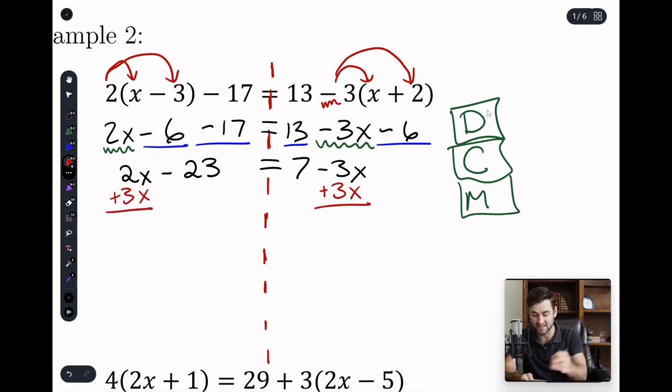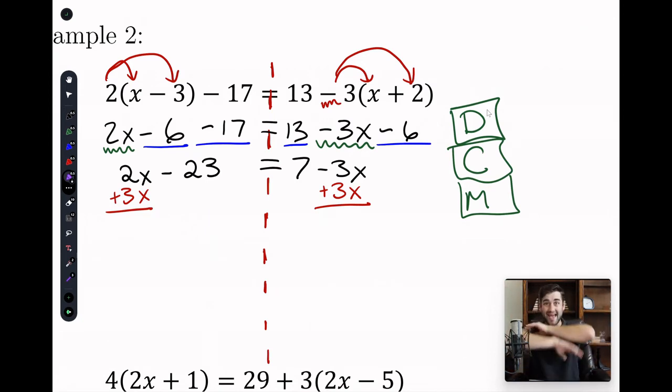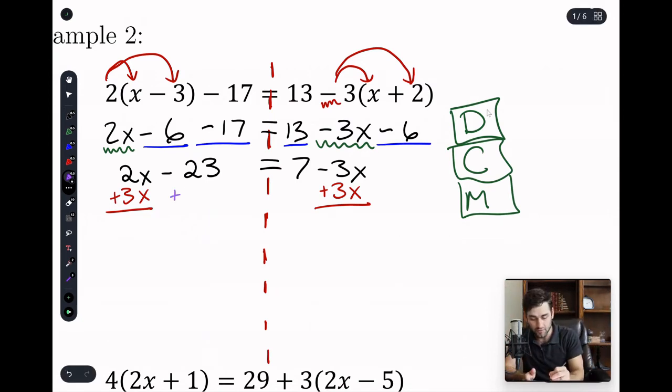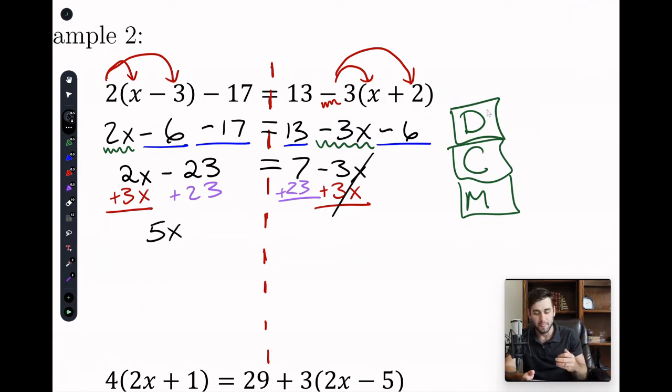And then I'm going to do this in a different color. Let's do purple. We haven't done purple yet. Then if I move the 3x over to that side, then I've got to move the 23 over to the other side to get the x by itself. That's our goal. So plus 23. All right. So if we do the x's first, we're left with 5x on this side, and they cancel on that side. And then if we do the numbers, they cancel on this side, and we're left with 30. Oh, this is going to be a nice, neat number.